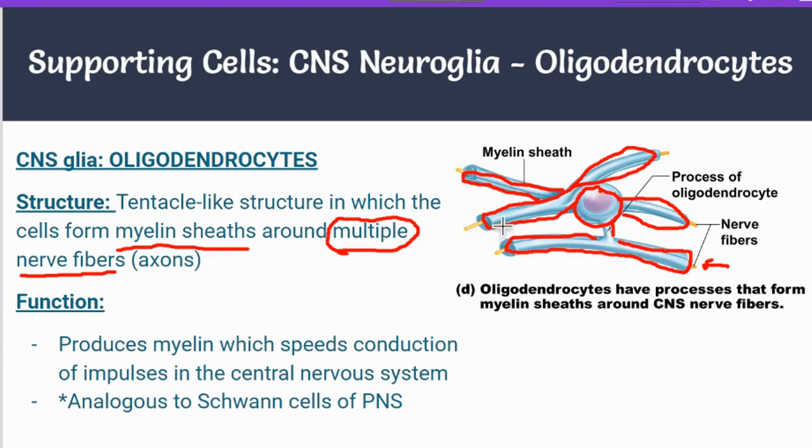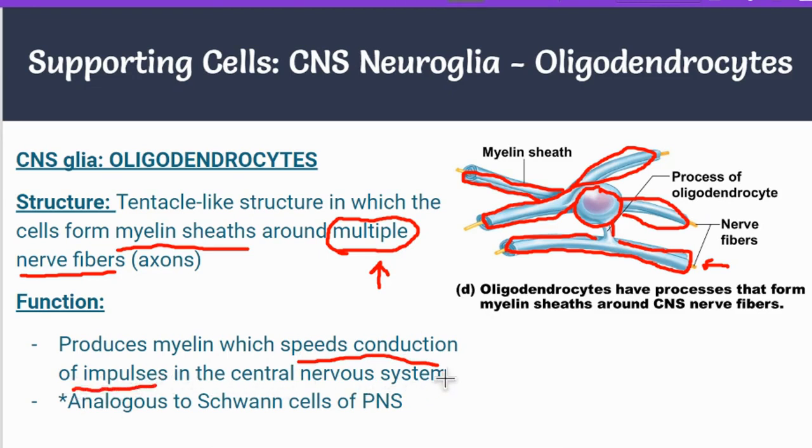Don't worry, we're gonna go over that more. But oligodendrocytes put a little fatty covering around multiple axons. I guarantee you there'll be a question: what's the difference between oligodendrocytes and Schwann cells, which will be coming up? All right, so it produces myelin, which speeds conduction of nerve impulses.